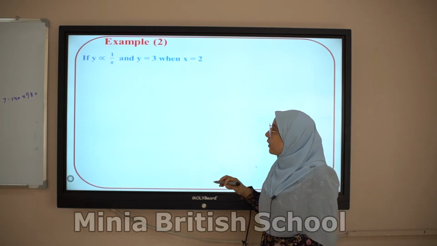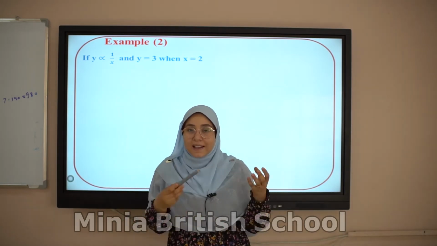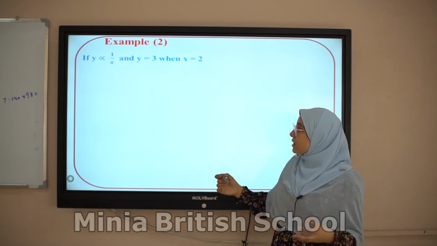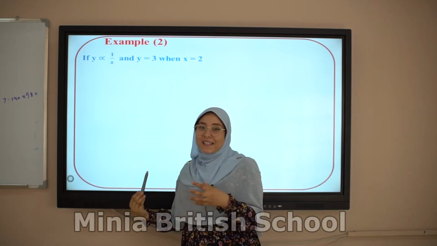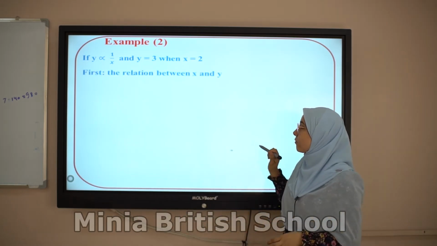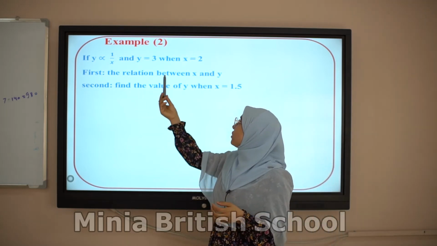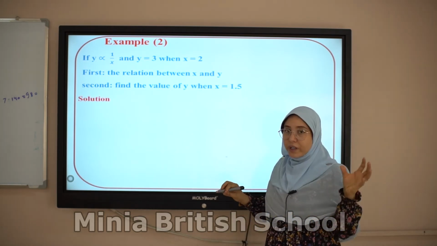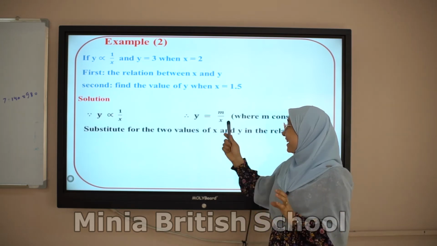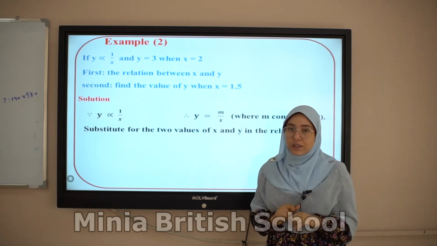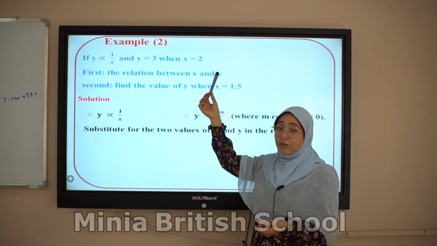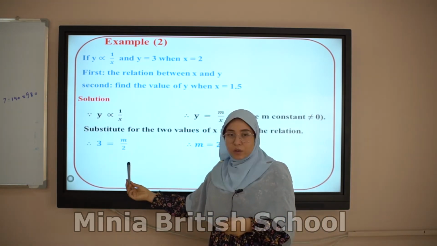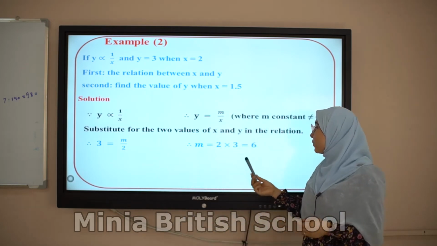Example number 2: if y varies inversely as x and y equals 3 when x equals 2. Now, I said y varies inversely as x, so y equals m over x. Here I need to find the relation between x and y and the value of y when x equals 1.5. I said before y equals m over x, where m is a constant number not equal to 0. By substituting the values of y and x in this relation, we get the value of m. So y equals 3, x equals 2, 3 equals m over 2. So m equals 6.